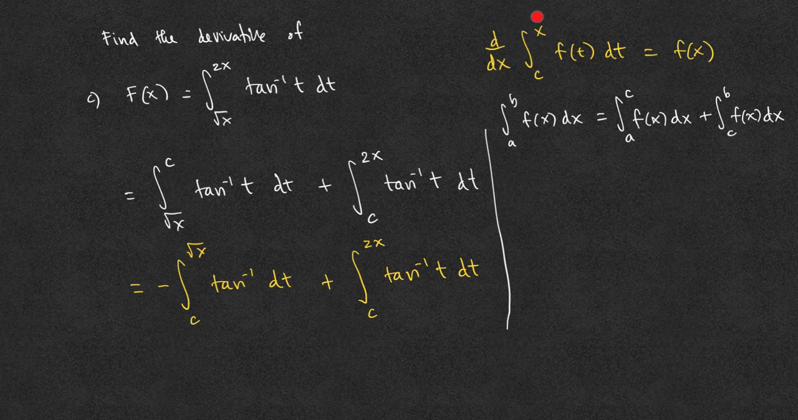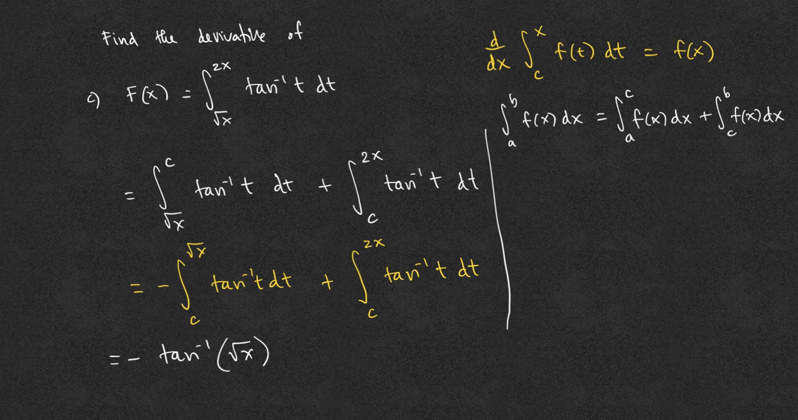integration has to be a single variable, the same variable as the variable of differentiation. If not, we would need to use the chain rule. To use the chain rule, we simply plug the composite function, which is the upper limit, into the integrand. And the integrand is tangent inverse of t dt. So the answer will be tangent inverse of the square root of x. We plug the square root of x into t and dt disappears.